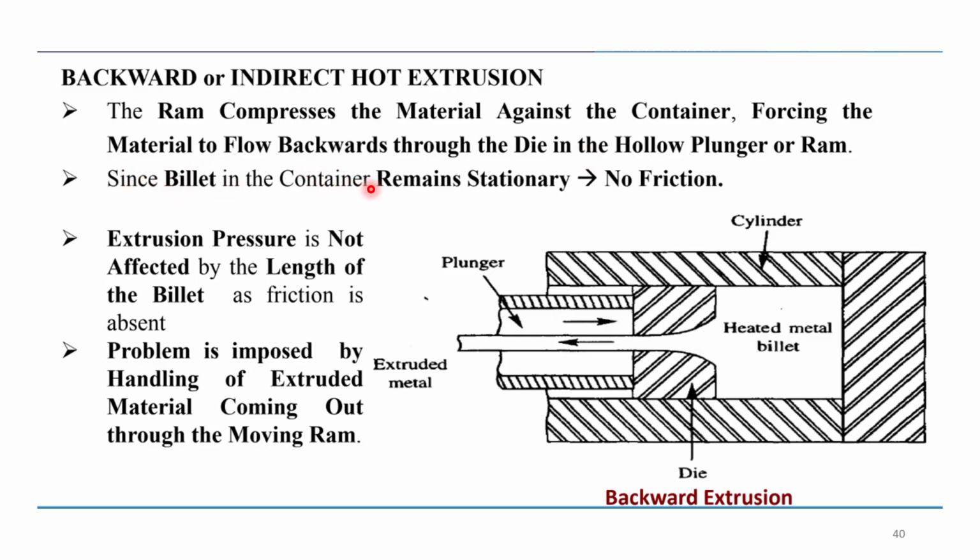Since the billet in the container remains stationary, only the part that is experiencing plasticity, up to this part, is deformed. The rest of the billet stays as it is, so it won't be facing any friction. Extrusion pressure is not affected by the length of the billet as friction is absent, and the problem is imposed by handling of the extruded material which is coming out through the moving frame.